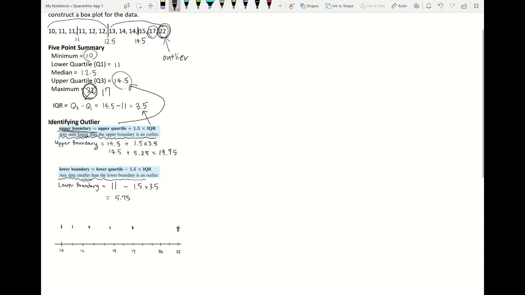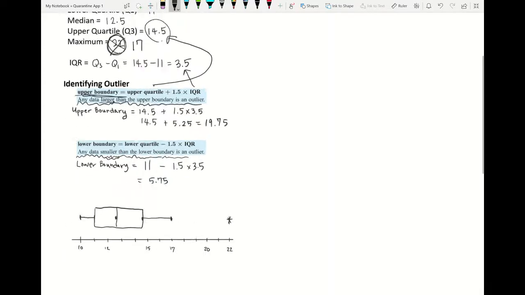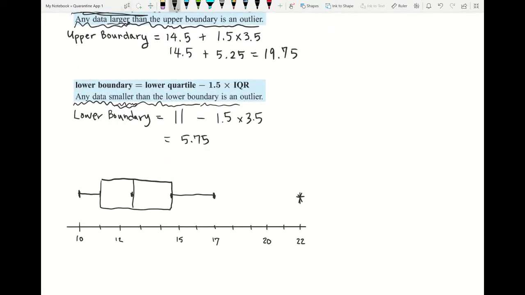And then we will create box and whisker plot by identifying outlier with asterisk. And that's it. So this concludes this week's video instruction.